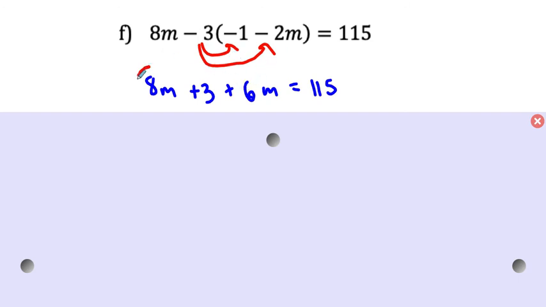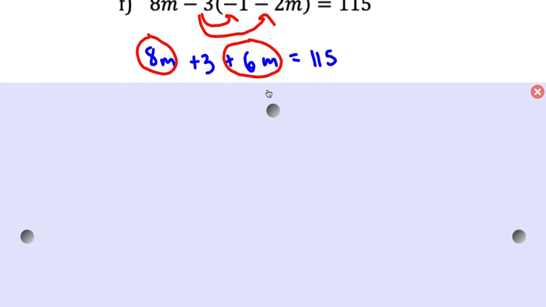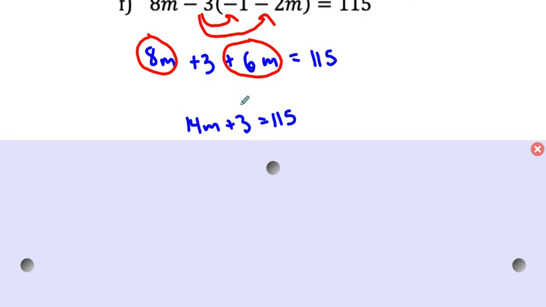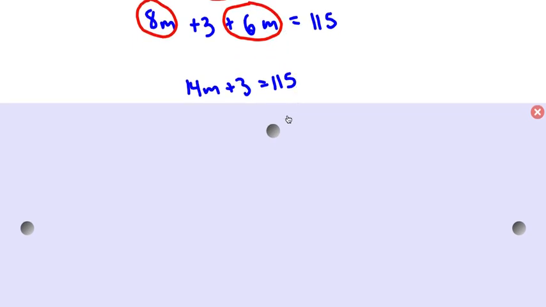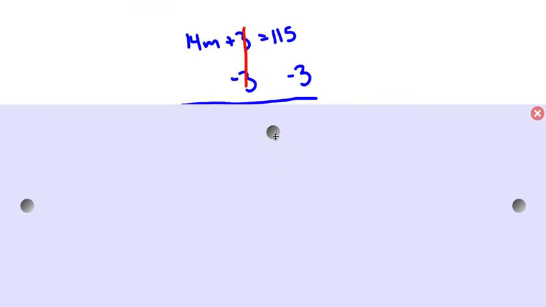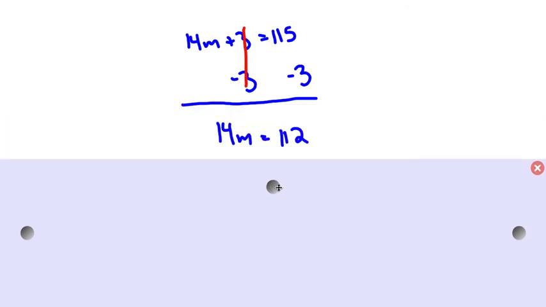Combine your like terms, 8m plus 6m. We need to add those two together. Those are my like terms. 8 plus 6 gives me 14m. Bring down the plus 3 equals, bring down the 115. Now we got to get rid of the 3, so it's a positive 3 right now. We have to do the opposite and subtract 3. So subtract 3 from both sides. 3 minus 3 is 0. Those are gone. 115 minus 3 is 112.